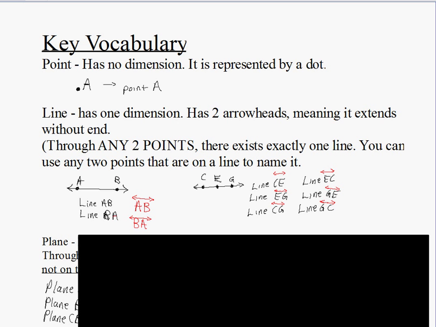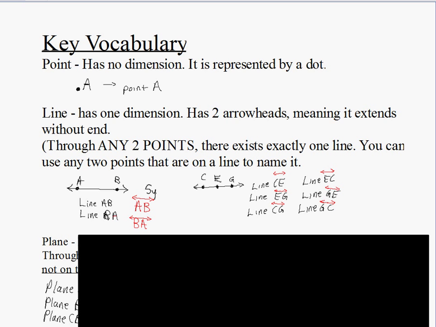Now, you could have 15 points, 17 points, 3,000 points on the line. You only need 2 points to name it. Typically, you're going to see illustrations where you only have 2 or 3 points. So instead of writing the word line AB, you can write the symbol. Notice there's a symbol right here. You might want to put that in your notes, so let's go ahead and write that down.